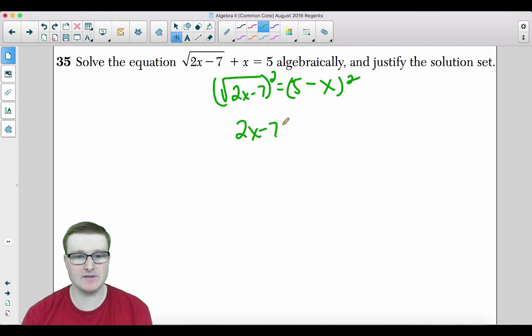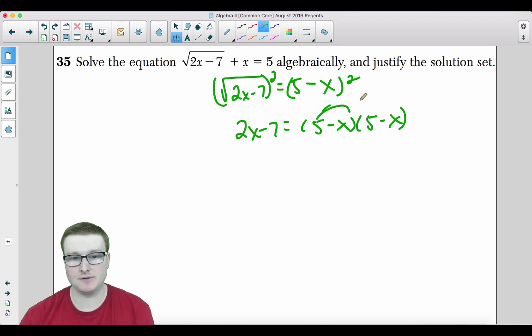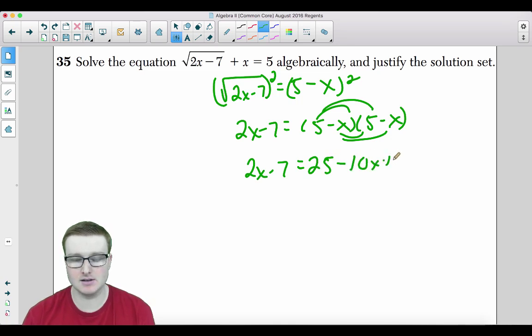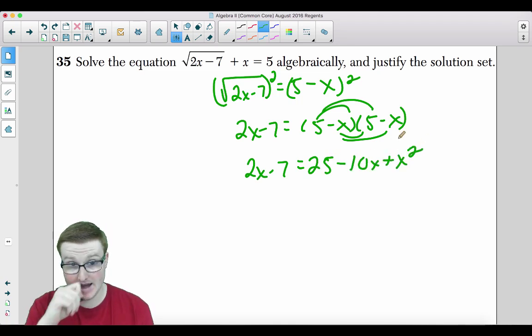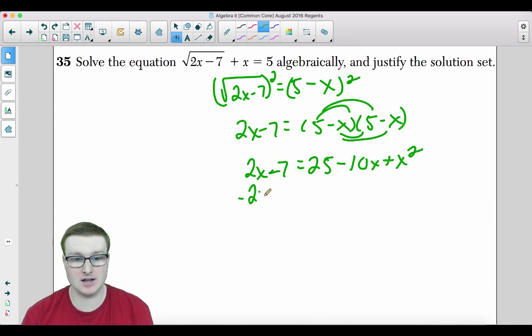We get 2x minus 7 equals 5 minus x, 5 minus x. Remember, if you have a square, you can write it twice. Now we could FOIL this. We get 2x minus 7 equals 25 minus 10x plus x squared. Now what we're going to do is move everything to one side and set it equal to 0. Subtract the 2x and add the 7.